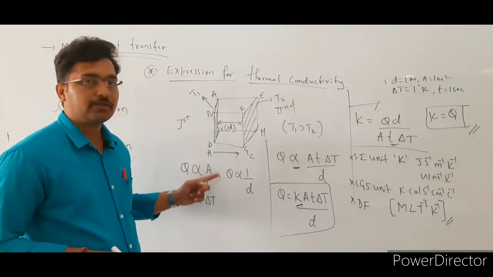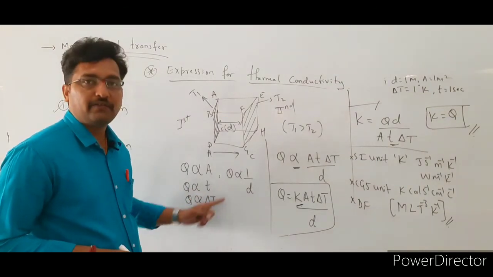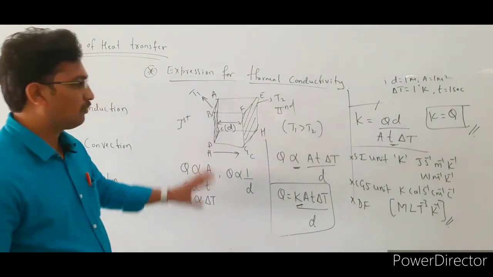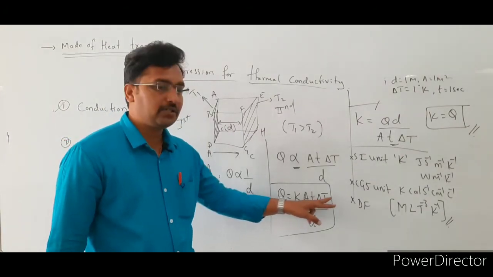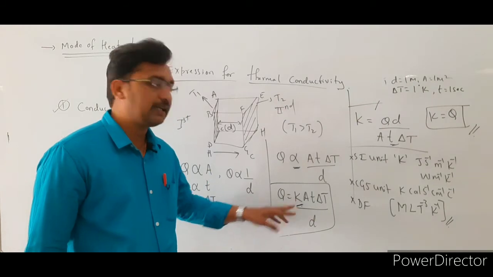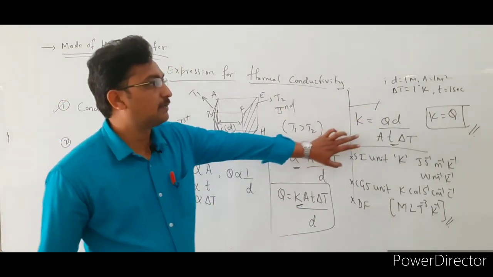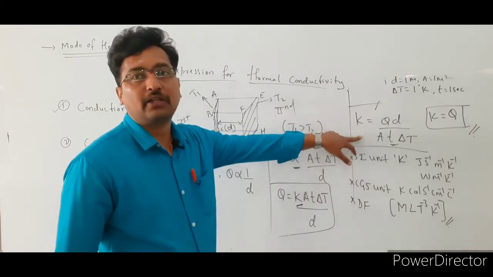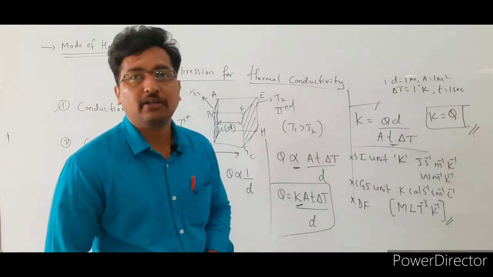It is directly proportional to area, directly proportional to time, directly proportional to temperature difference, and inversely proportional to D. From this equation, Q is equal to K into A into T, change in temperature divided by D. Here K is the coefficient of thermal conductivity, and this expression is used to find the coefficient of thermal conductivity, along with its SI unit, CGS unit, and dimension formula.